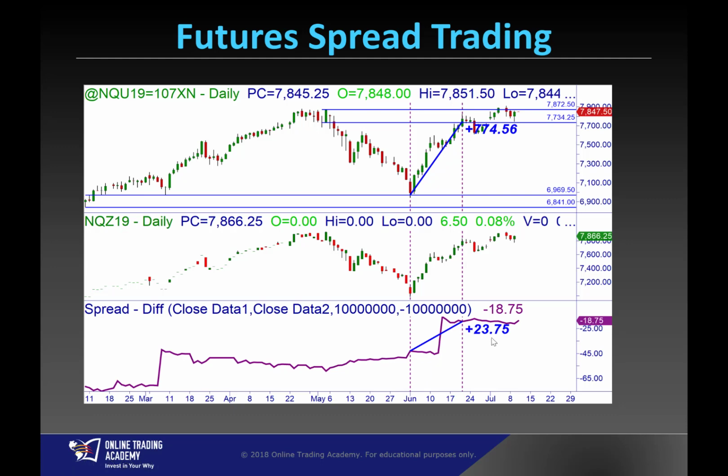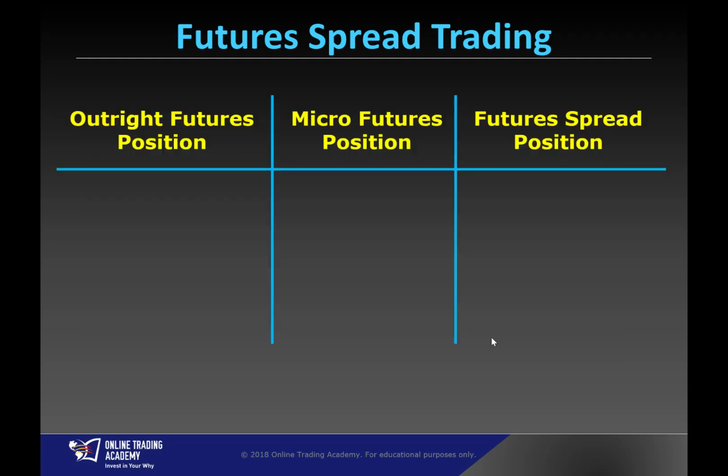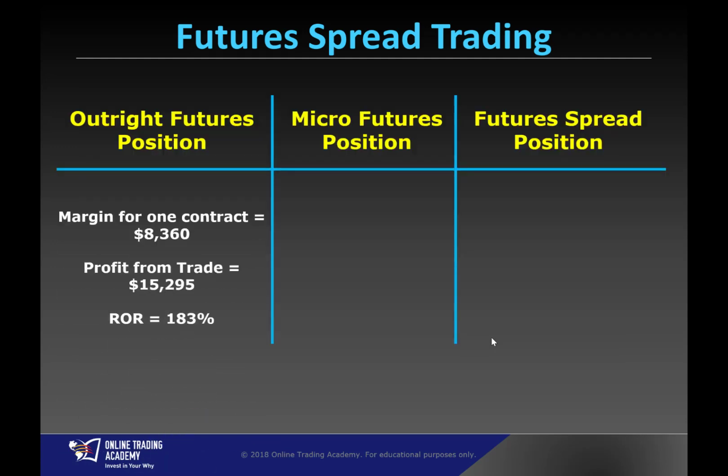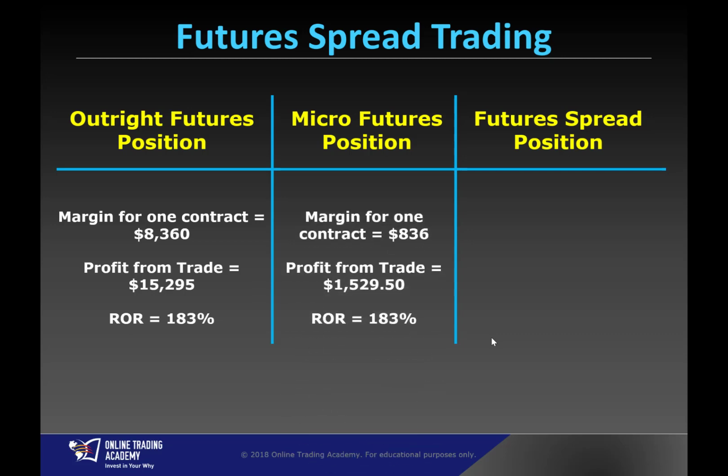So why do we do this? Well, if we take a look at the three different types of positions here on the Nasdaq, that outright position, your margin requirement was $8,300. You made 183% rate of return, or a profit of $15,295. On the micros, if you're maybe newer to trading, or you just don't have as much money in your account, you want to be a little safer, you could trade the micro for $836 margin. You reduce your risk and your reward, same rate of return, but it's $1,500 profit.